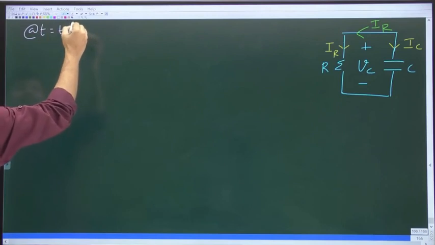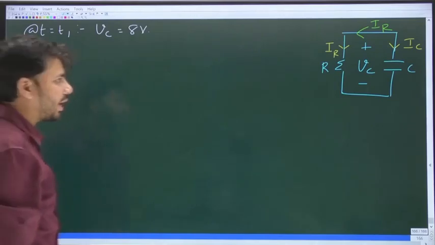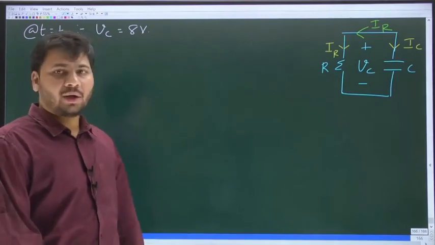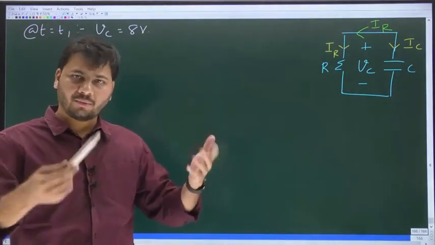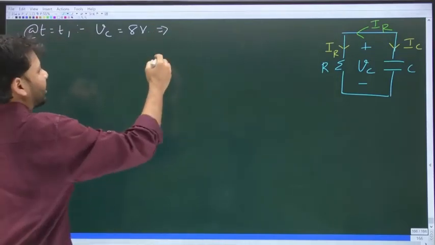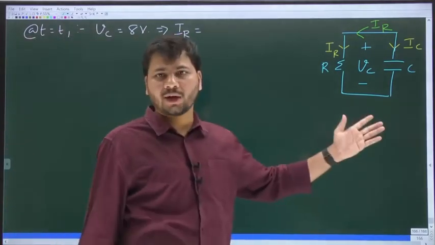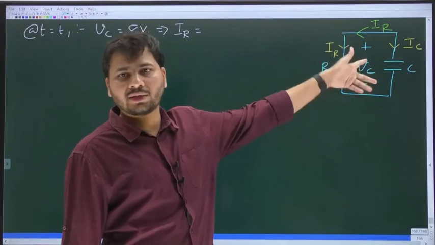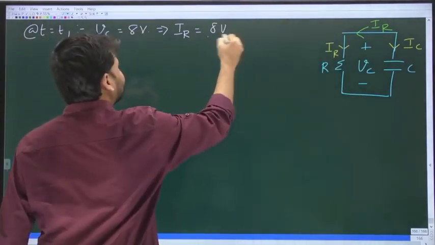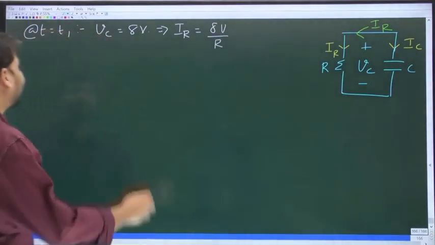At t equal to t1, let the value of VC reduce to 8 volts. What was the initial voltage across the cap? 10 volts. And after some time, let the voltage reduce to 8 volts. If VC is 8 volts, can you tell me the current drawn by the resistor? Always the current drawn by the resistor will be equal to the voltage across the cap divided by resistance. Now the voltage across the cap is 8, so is it not 8 volts divided by R? It is 8 volts divided by R.